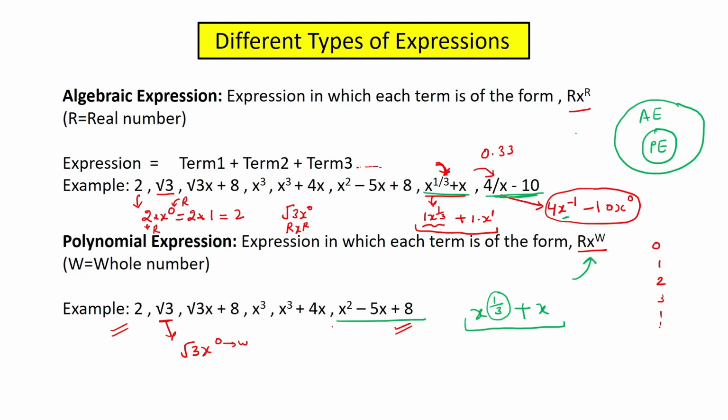So we can say this algebraic expression and polynomial expression satisfy this relation. That is, all polynomial expressions are algebraic expressions, but all algebraic expressions need not be polynomial expressions. Polynomial expression is a subset of algebraic expression.